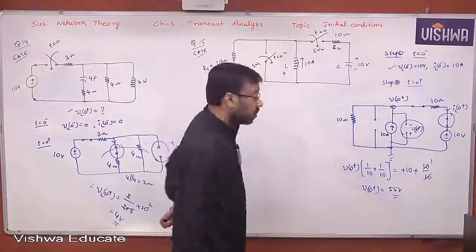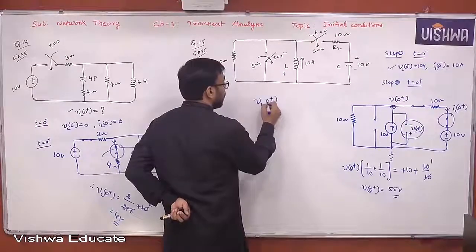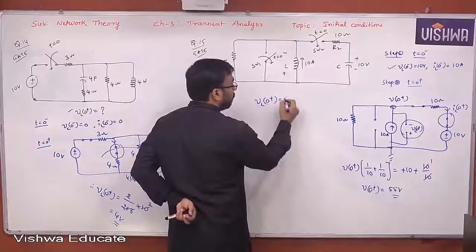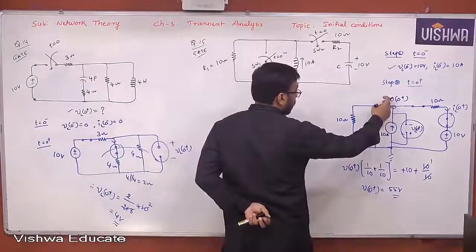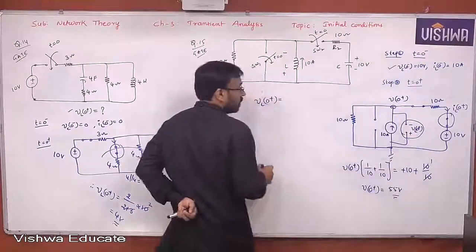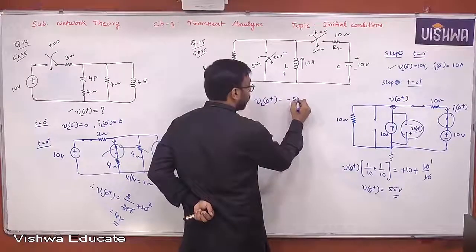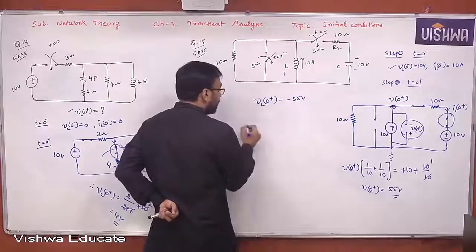Understand all of you? Okay. So what is VL of 0 plus? V of 0 plus is 55, you got it. But what is VL of 0 plus? You get here minus 55 volts. Now what about IC of 0 plus?